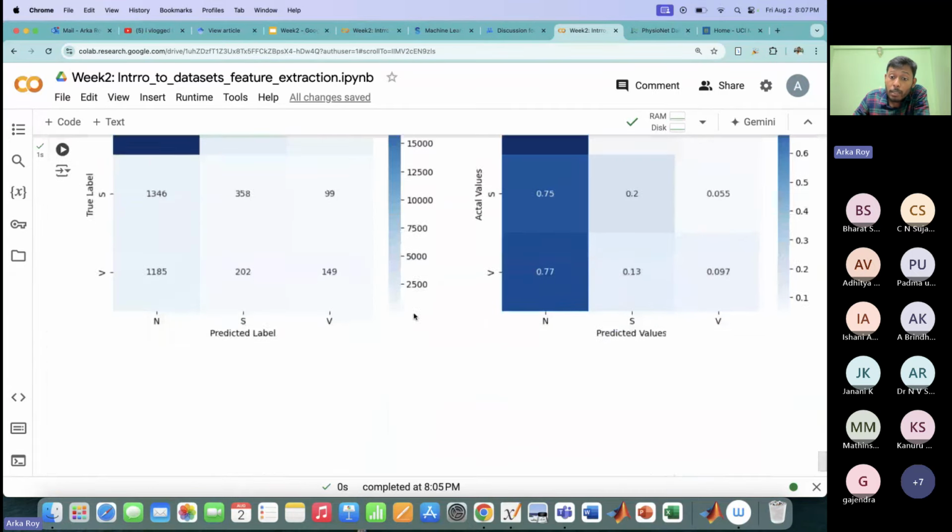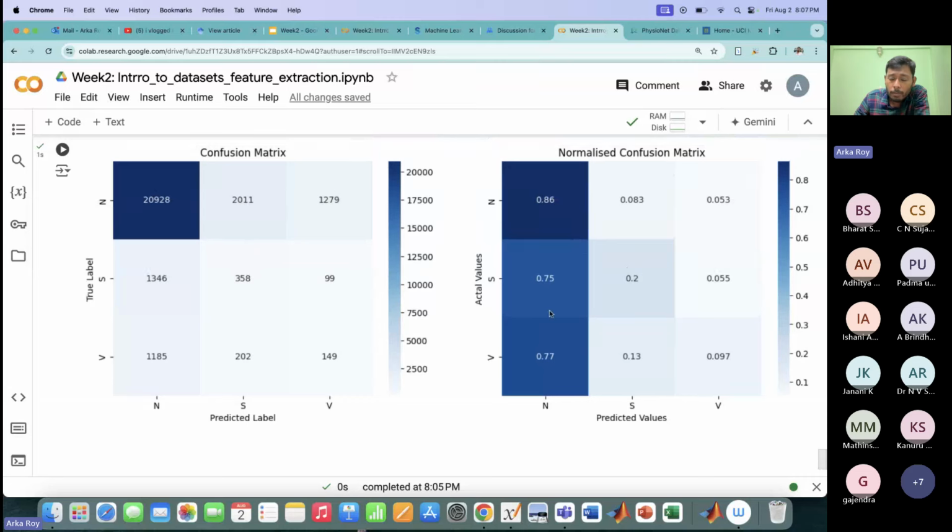So this is based on the total confusion matrix. You may think that, okay, I'm getting 78% accuracy, that means I'm doing a very good job. But if you see the confusion matrix, you see that you had to classify the S labels or the arrhythmias as well, but you are not doing the arrhythmia classification very well. Most of the arrhythmias are also classified as the normal class only.